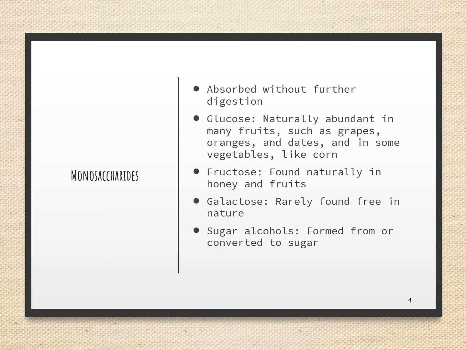Sugar alcohols are formed from or converted to sugar, and they include sorbitol, xylitol, and mannitol. Xylitol is actually found naturally in fruits and veggies, like lettuce, carrots, and strawberries. It's a little bit more expensive than the other sugar alcohols, but it doesn't have that aftertaste that people don't like about those sugar alcohols. And then we have sorbitol, which of them all, the only thing you need to remember is that it's the least expensive.